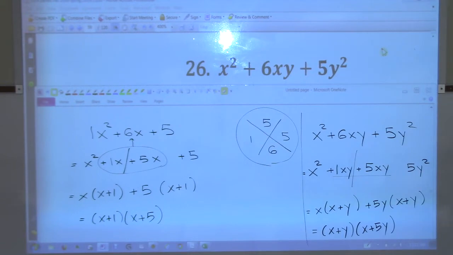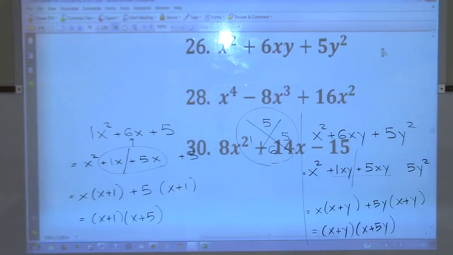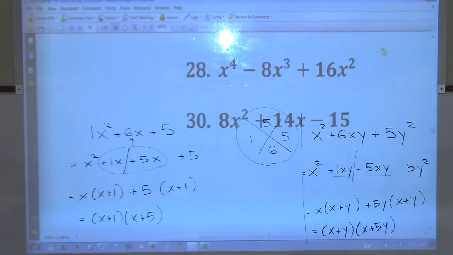Any others? Were there any others like that appeared in the homework? I think that may have been the only one. 28. Okay, so 28. We can do 28.